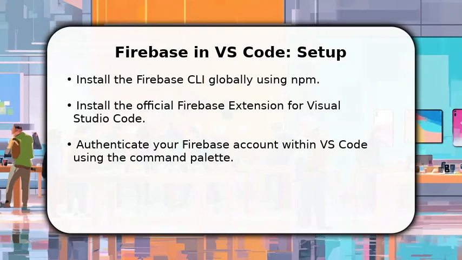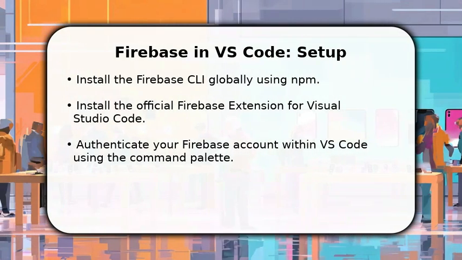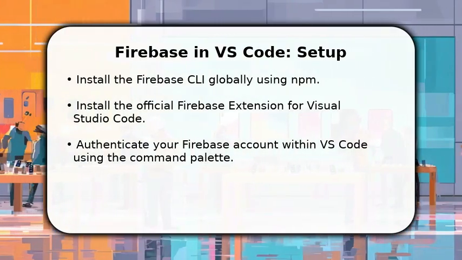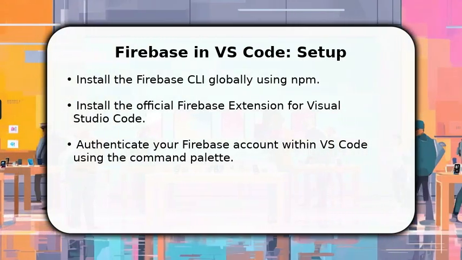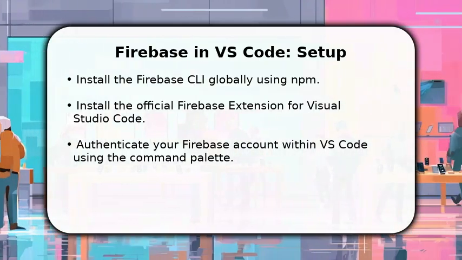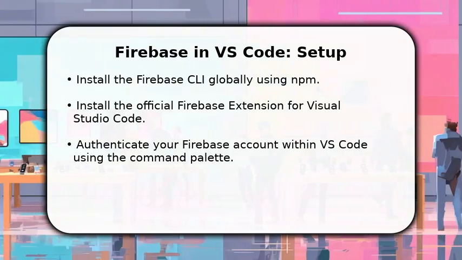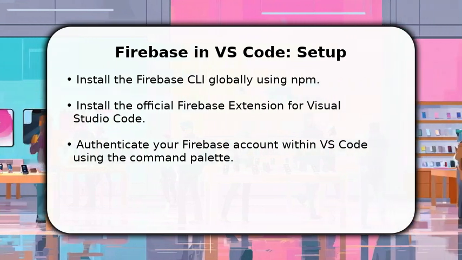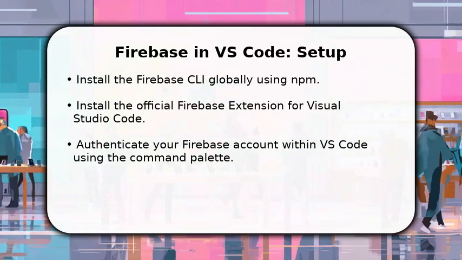In this video, I will explain Firebase in VS Code. To begin, you will first need to install the Firebase command line interface globally using npm. Next, open Visual Studio Code and search for the official Firebase extension in the marketplace, then install it. Once installed, use the command palette to authenticate your Firebase account, linking your editor to your projects. Finally, initialize a Firebase project in your workspace to connect your local development environment with your cloud resources.